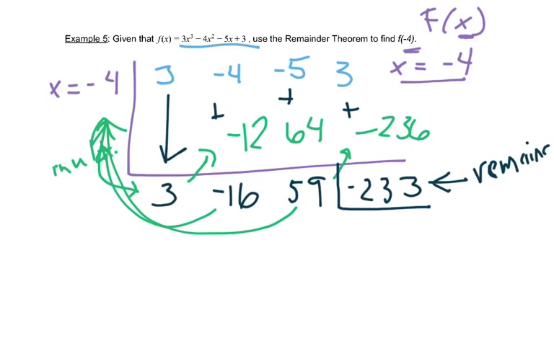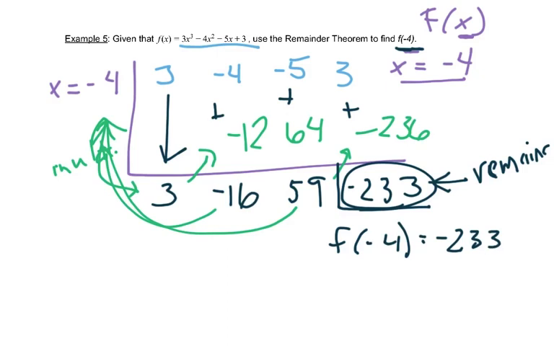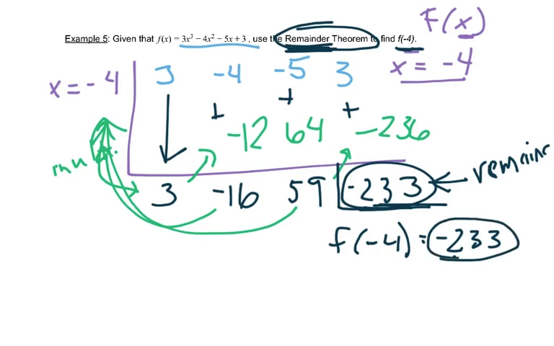Okay, so let's talk about a couple things here. First of all, this problem says find f of -4. And this -233 is that answer. f of -4 is equal to -233. This name, the remainder theorem, should tell you that you're looking for the remainder. That's the hint. So our answer is -233, the remainder.